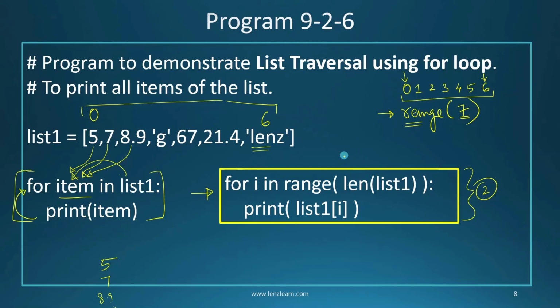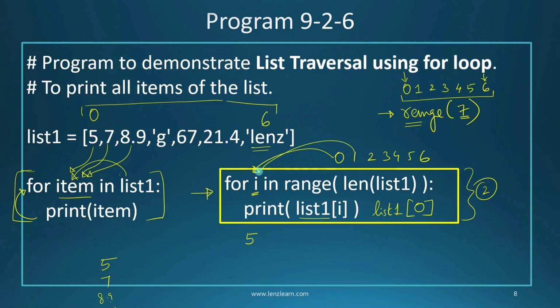So right now the range operator works with values 0, 1, 2, 3, 4, 5, 6. The first value 0 will be loaded into i, and after that I am printing the value of list 1 with index value of i. The value of i right now is 0, that is index 0, so it is trying to print the value at index 0. So 5 will be printed out.